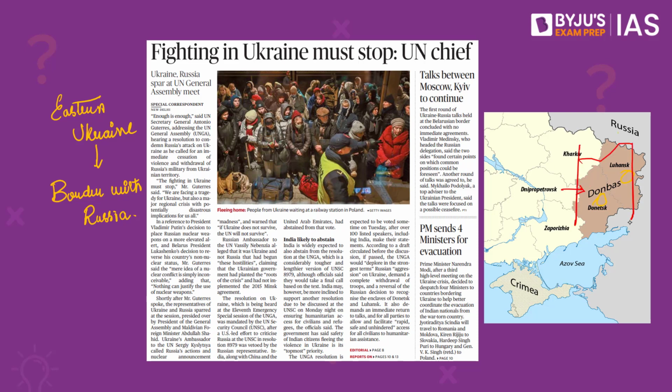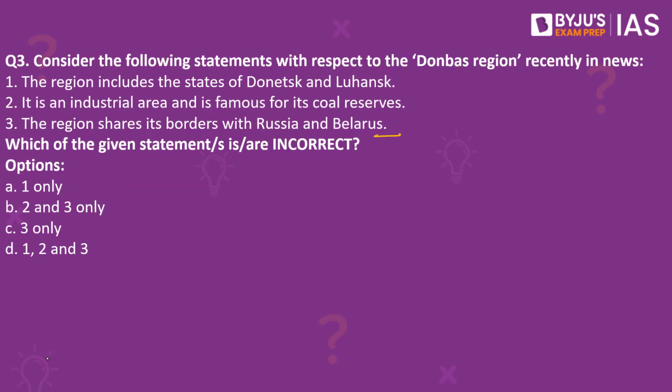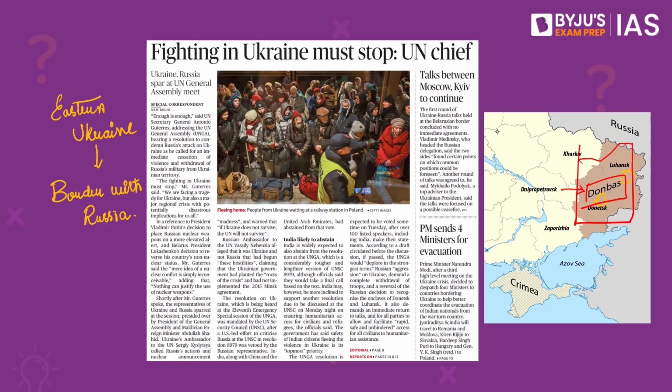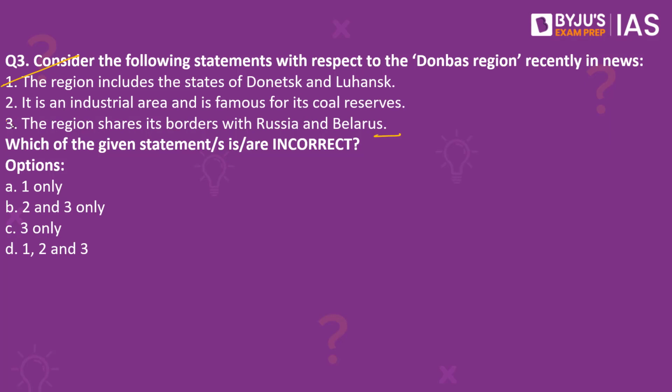And this entire region, which includes Donetsk and Luhansk and their respective separatist territories, is generally referred to as the Donbas region. So statement number 1 is correct. When we look at the map, we see that Donbas region shares its border with Russia, but it does not share its border with Belarus. Therefore, statement number 3 becomes incorrect.